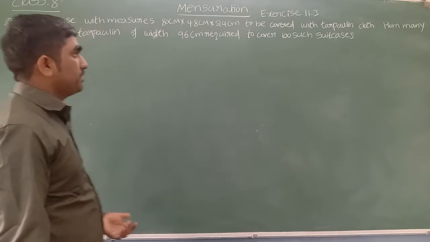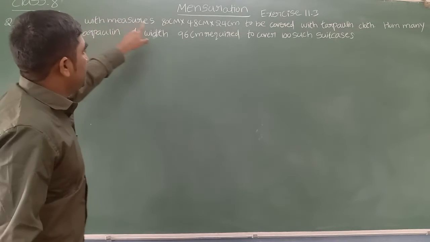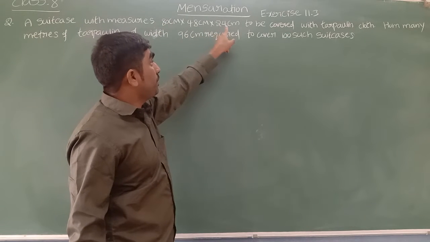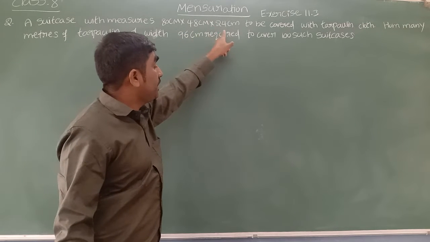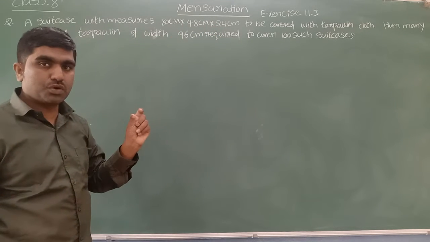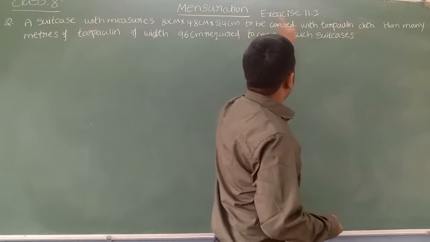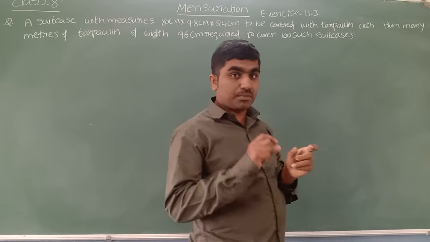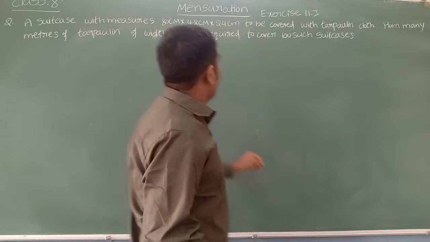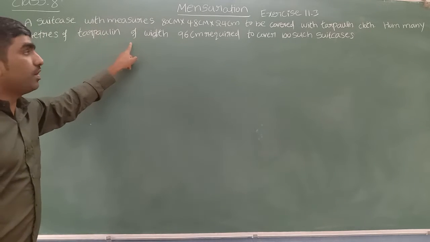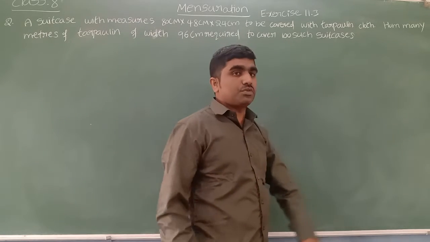Here from exercise 11.3 we have the second problem. A suitcase with measures 80 cm, 48 cm, 24 cm, length into breadth into height. So all three dimensions are different. The suitcase in cuboid shape is to be covered with a tarpaulin cloth, some thick cloth. How many meters of tarpaulin of width 96 cm is required to cover 100 such suitcases?